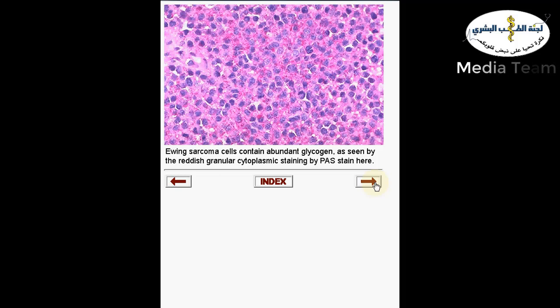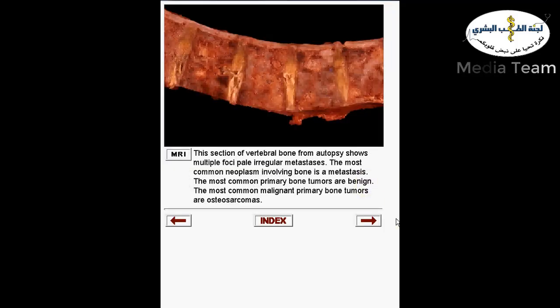Now, the periodic acid Schiff stain stains the glycogen in red color. So here, after the stain, they appear as reddish intracytoplasmic granules, and it's a very nice stain. If you add diastase to this stain, the diastase is an enzyme that will digest the glycogen, and it will look again without these granules. So the PAS stain will highlight the glycogen in Ewing sarcoma.